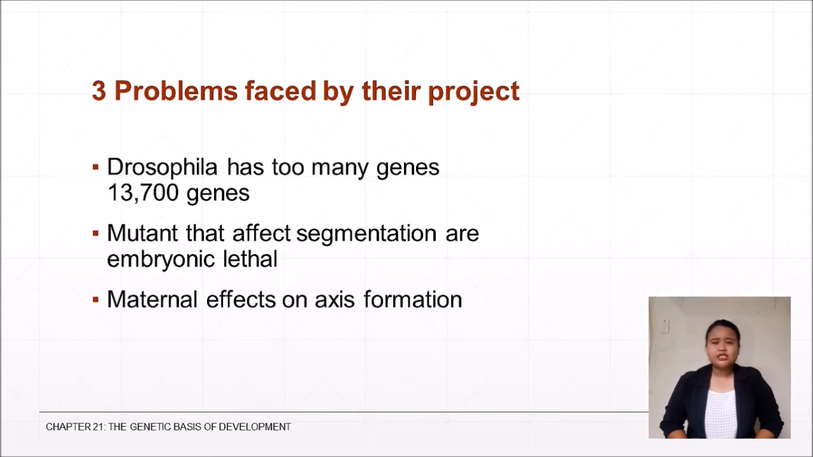Second, the mutants that affect segmentation are likely to be embryonic lethal. So flies with embryonic lethal genes will never reproduce. That's why breeding them for study is impossible. And lastly, the maternal effect on the axis formation will require the researchers to study the maternal genes as well. That's what makes this research more complicated, longer, and almost impossible to do.